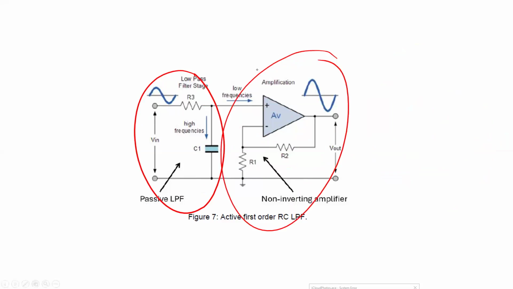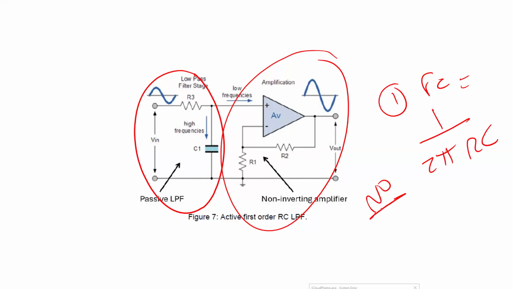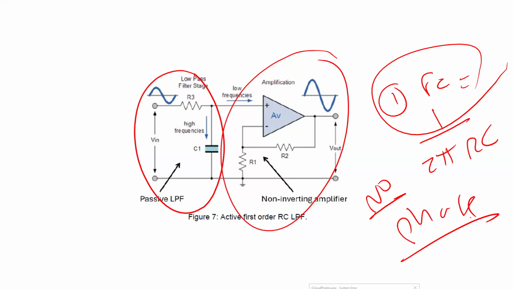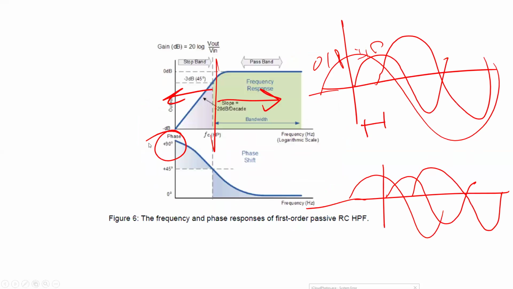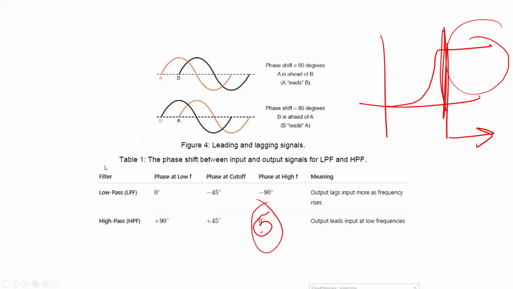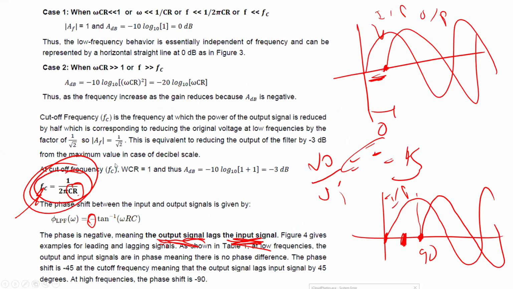So tell me how this will change. Number one, the cutoff frequency, which we calculated before as 1 over 2 pi RC. Does it change? The answer is no. Even in this circuit, it's the same cutoff frequency. Number two, how does this change the phase? Nothing. It's the same phase. The phase values we calculated before are the same.